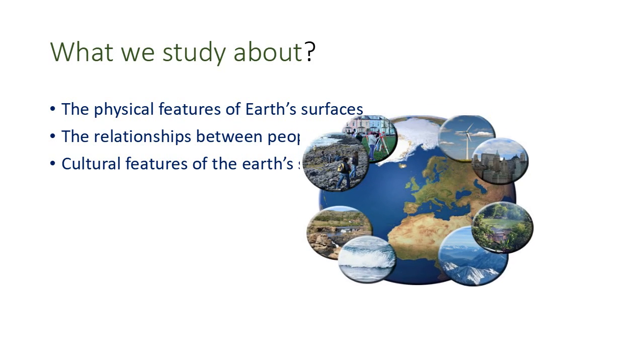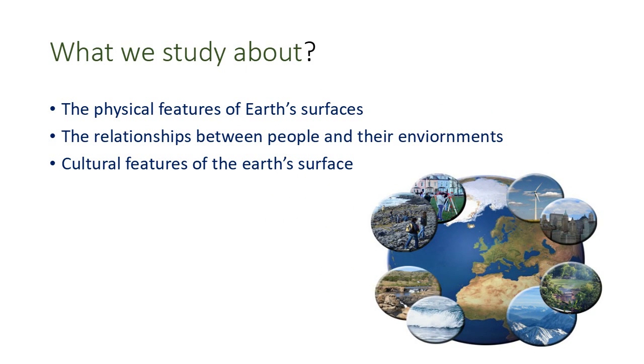In this slide we will discuss what we study in geography. The first one is the physical features of the Earth's surface. It includes water, mountains, atmosphere, vegetation, rivers, etc. The second point is the relationship between people and their environment. It is the most important point: how people and their environment are linked to each other.